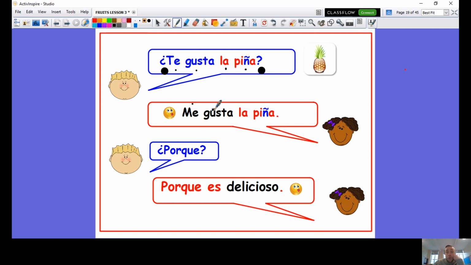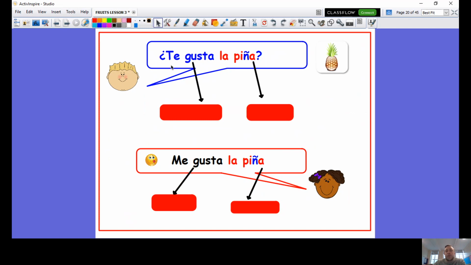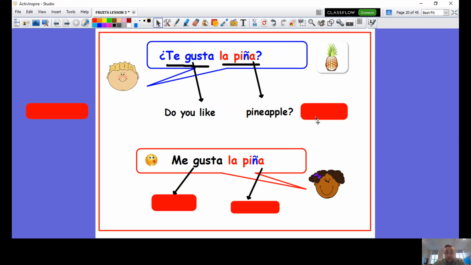She says, me gusta la piña. And he says, ¿por qué? Another question. And she said, porque es delicioso. Let's have a look at it in parts and see if you can help me remember what it all means. So, the boy says, ¿Te gusta la piña? What does that question mean? That's right. It means, do you like? And la piña is pineapple.